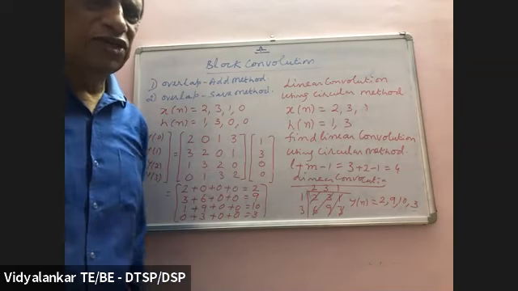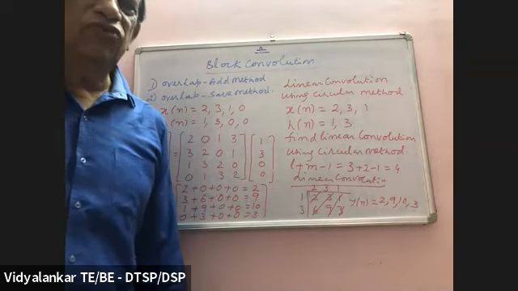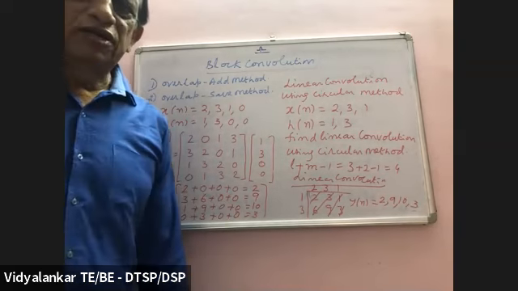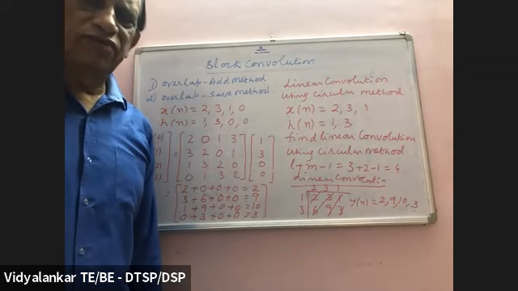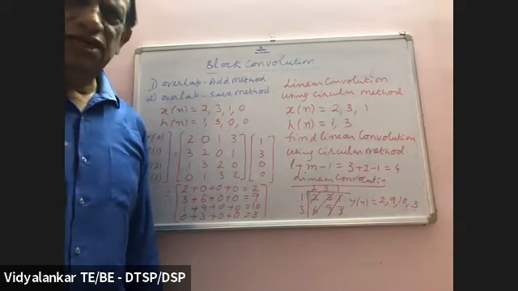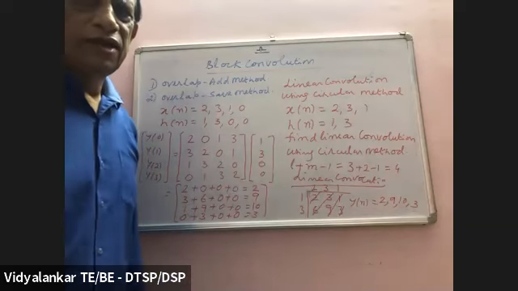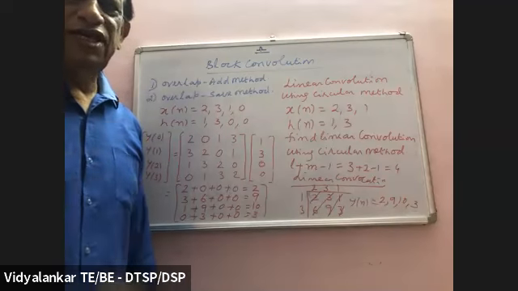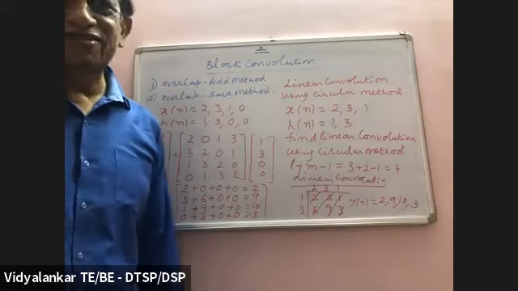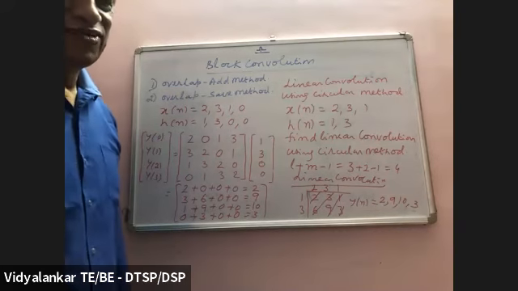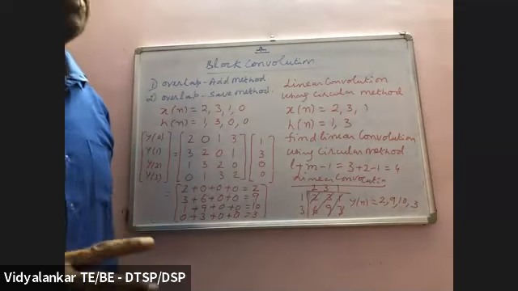Similarly, another MCQ question. X of n 1, 2, 3, 4, same 1, 2, 3, 4 is repeating. H of n 2, 2, 1, 1, same 2, 2, 1, 1 is repeating up to infinity. Then the number of convolutions in circular method equal to 4. A 2, B 3, C 4, D 5. What is the correct choice? 4. Perfect. Like this type of question comes in multiple choice questions.